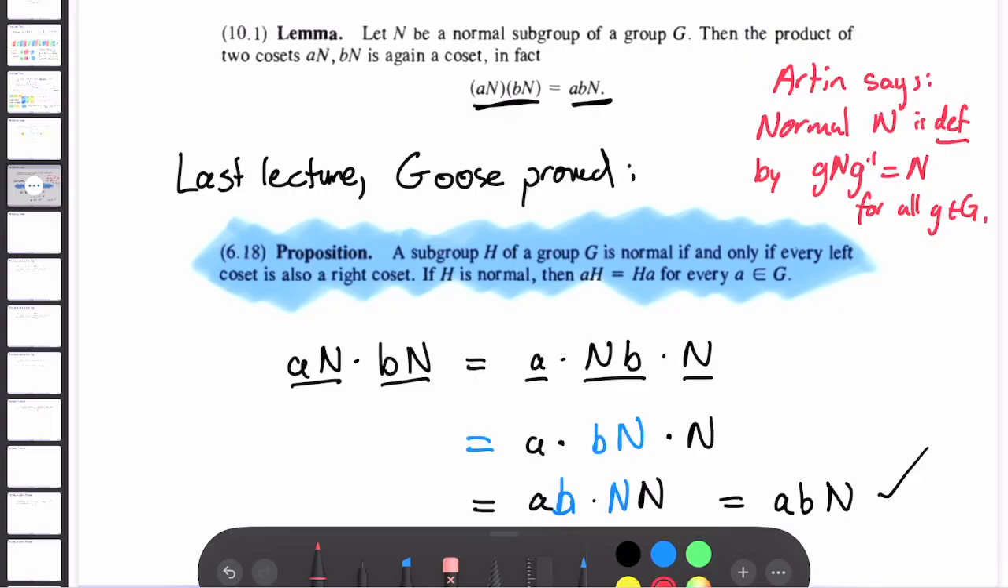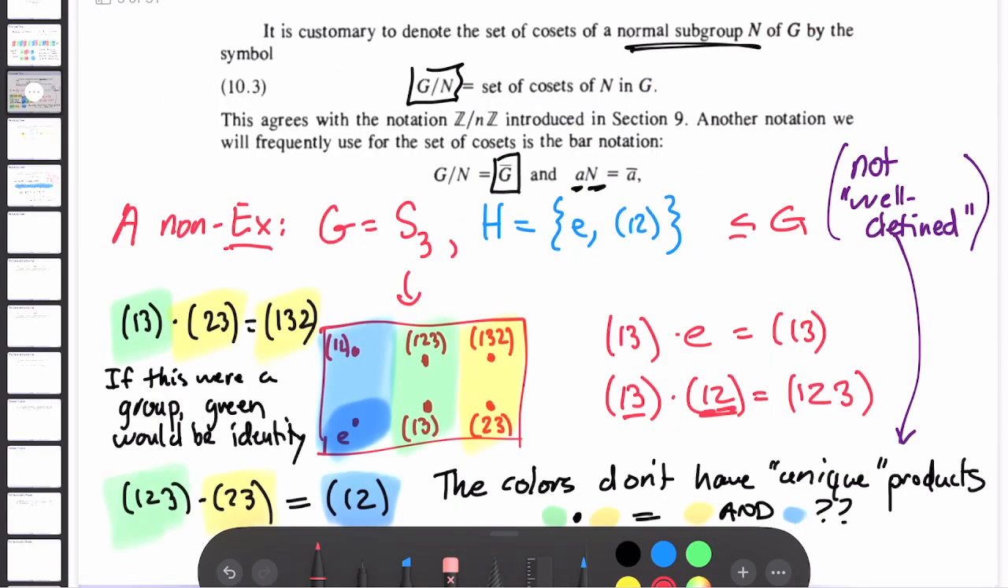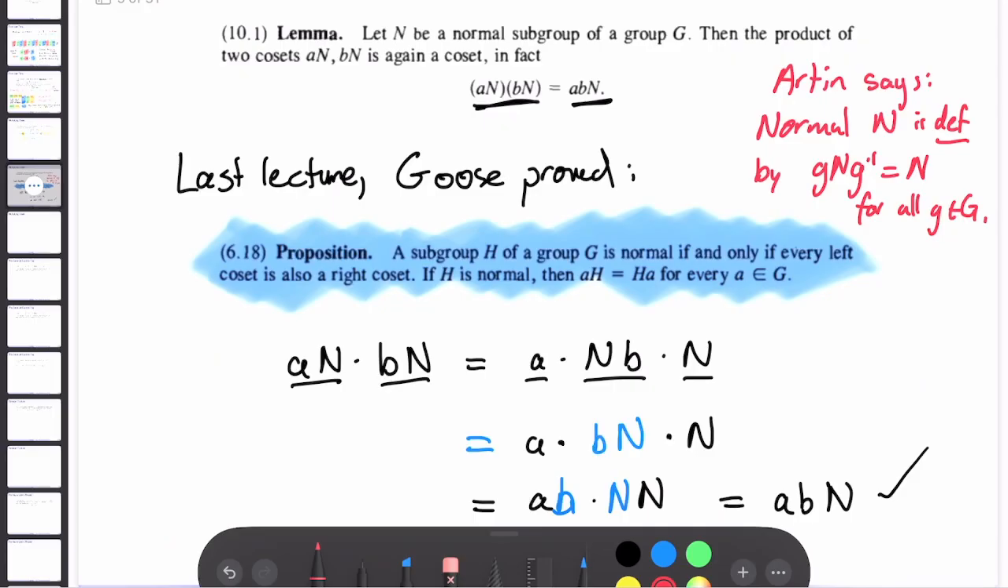All right, so this 618 is really the workhorse of 10.1, and 10.1 is going to be the workhorse of everything else. So what does 10.1 really say? It says that we do have the dream that was not achieved by our symmetric group example from before. Back here, we had this problem with unique products, but because of this lemma right here, we know that the products of cosets are well defined and they are what you expect them to be.